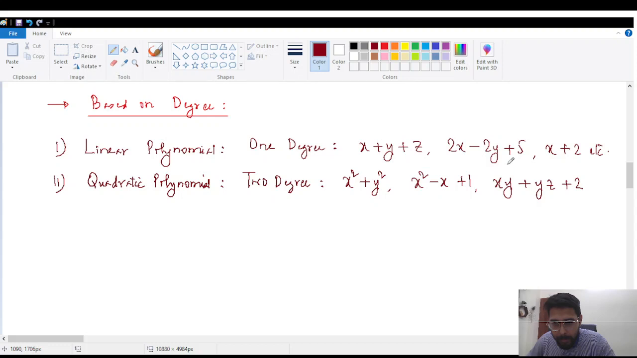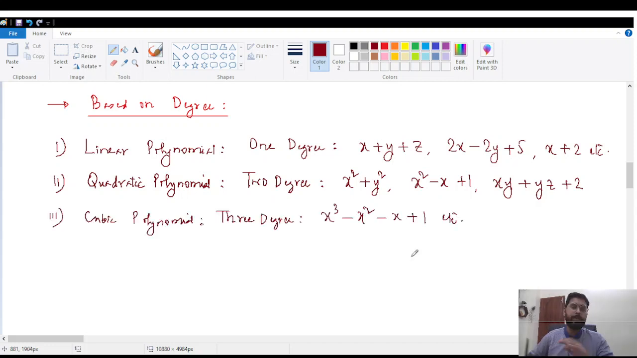It's a quadratic. And third is cubic. So cubic polynomial means what? It will have a 3-degree polynomial. So let's say x cubed minus x square minus x plus 1, etc. Okay, I'm not giving any further example. I hope you have understood it. So these are the 3 different types of degrees.